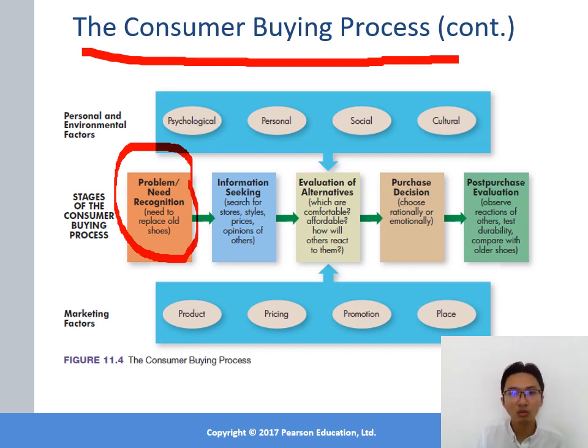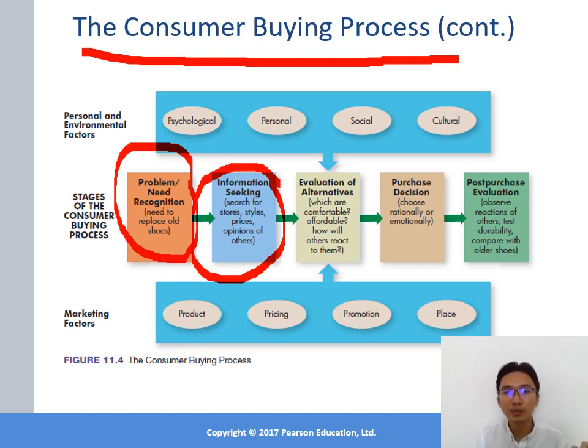Then after that, you will proceed with information seeking. The search here might not be extensive, but before making any purchases, especially if you make new purchases and you don't have experience before, then you will seek some information, maybe from your friends, your families, online, etc. In this case, you might ask your friends about how to find a good blazer, where to find them, what are the average price, and etc.